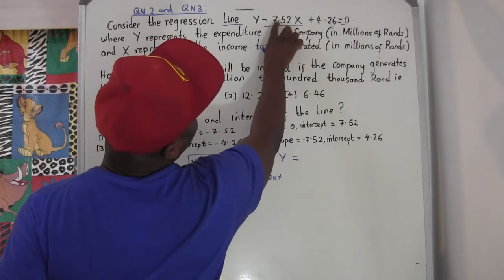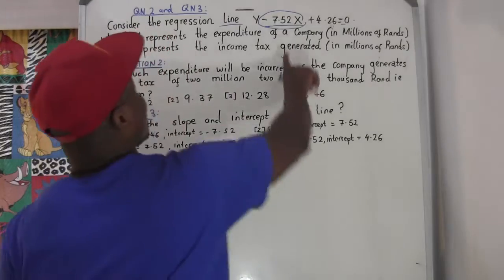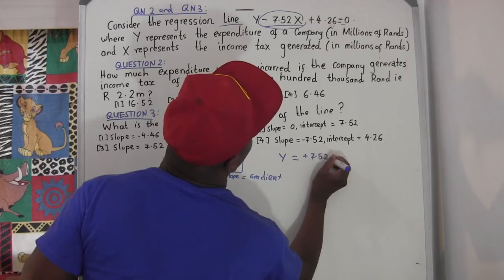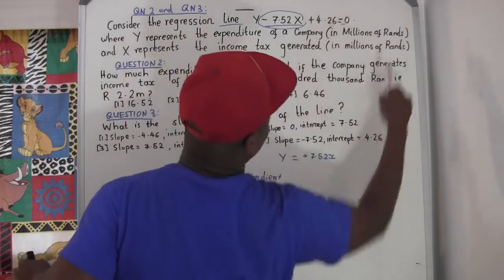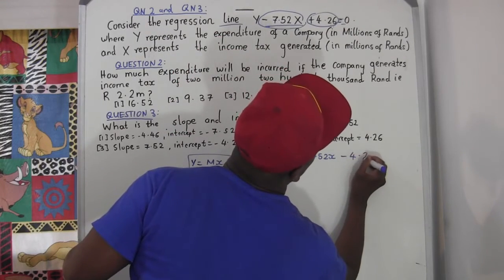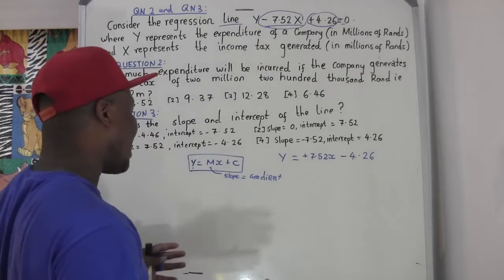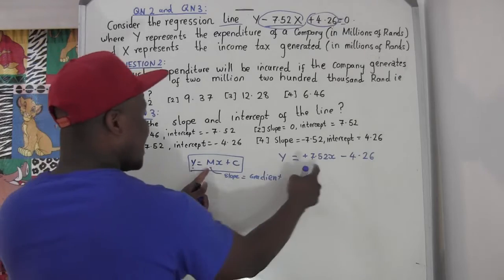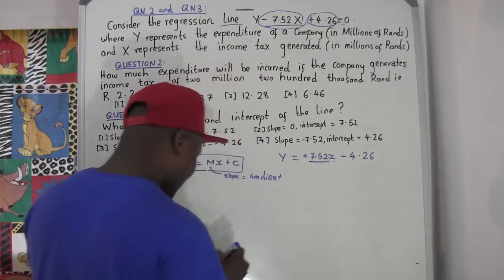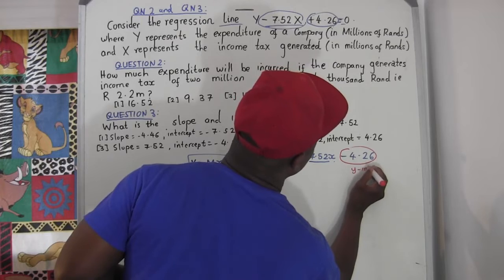So this is negative 7.52. Look, the number with the x is negative. Whenever you check a number, the sign is on the left. So when you take it over the equal sign, it's going to become positive 7.52x. And then take this also to the right-hand side. This is positive, so when it goes over, it's going to be negative 4.26. So this equation is now in the standard structure: y equals m x plus c, where m is the slope, x is just x, and c we call the y-intercept.